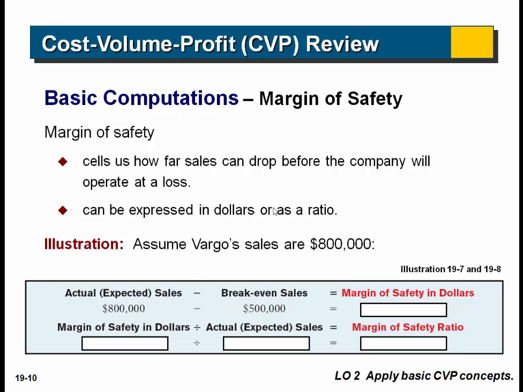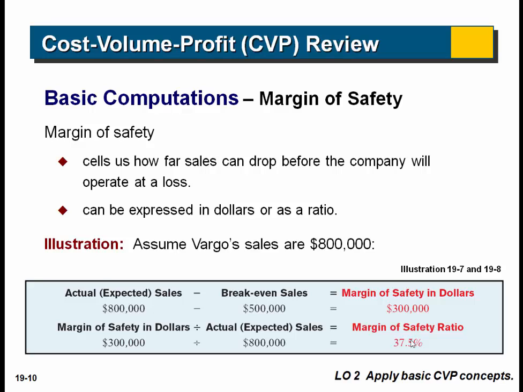So let's take a look here at this one. It says that their actual sales were 800,000, the break even was 500. So the margin of safety in sales is $300,000. The bottom one, margin of safety in dollars divided by the actual expected sales, and the ratio is going to be 37.5%. So you can see these two kind of give you a measure.